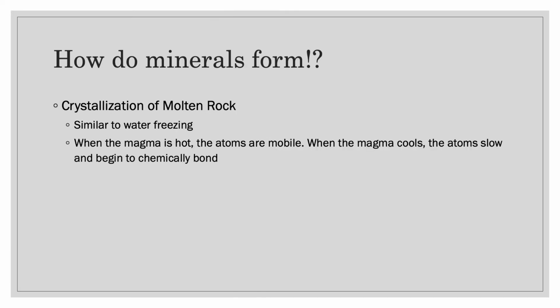One other way that chemical bonds can start to occur and minerals can start to form is through the crystallization of molten rock, or the crystallization of magma or lava. You can think of this as being a similar process to water freezing. For example, when the magma is hot, the atoms within the magma are very fast and mobile and moving around rapidly because of all the energy from the heat, and then when the magma cools, the atoms slow down because there's less energy available for them, and they begin to bond with one another chemically.